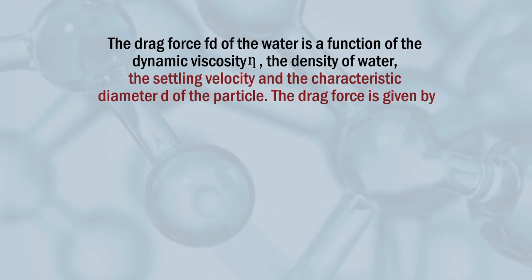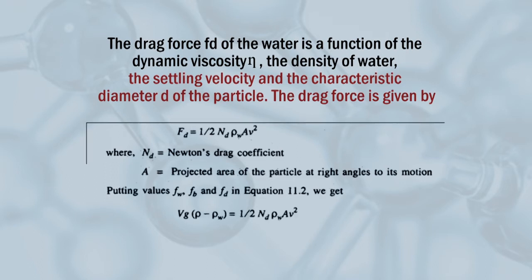The drag force Fd of the water is a function of the dynamic viscosity nu, the density of the water, the settling velocity, and the characteristic diameter d of the particle. The drag force is given by Fd is equal to 1 by 2 Nd rho w A V square. Here Nd is equal to Newton's drag coefficient. A is equal to the projected area of the particle at right angle to its motion.